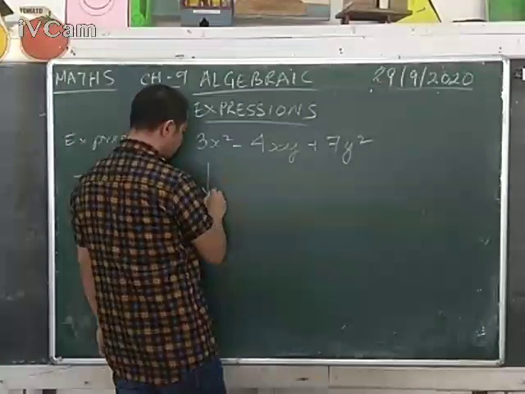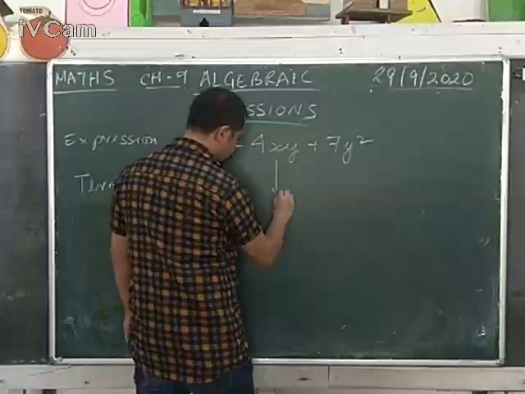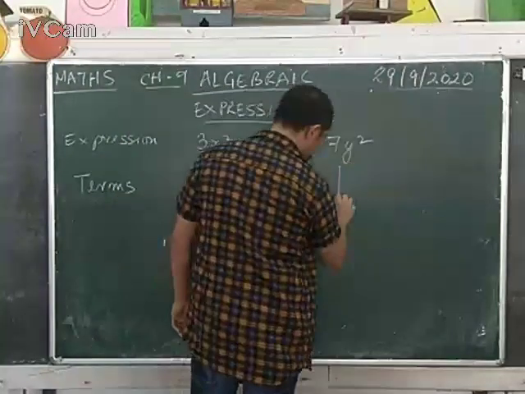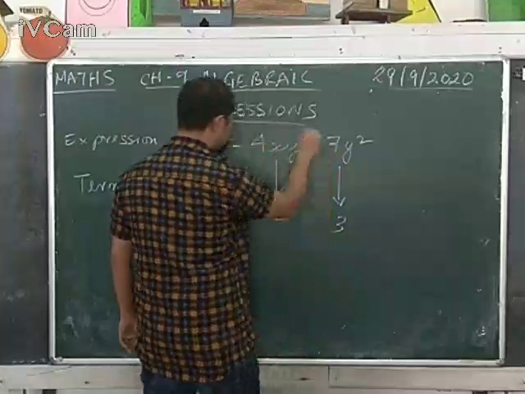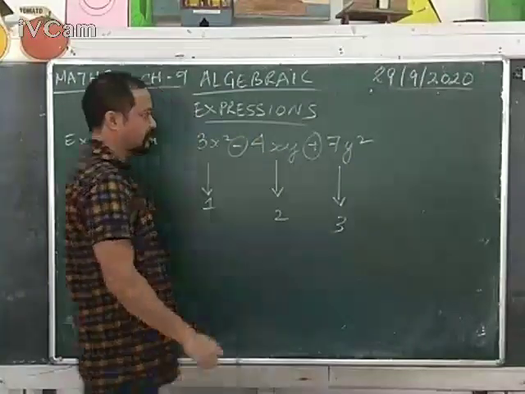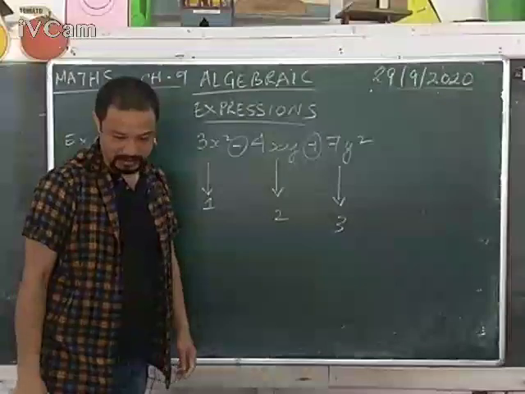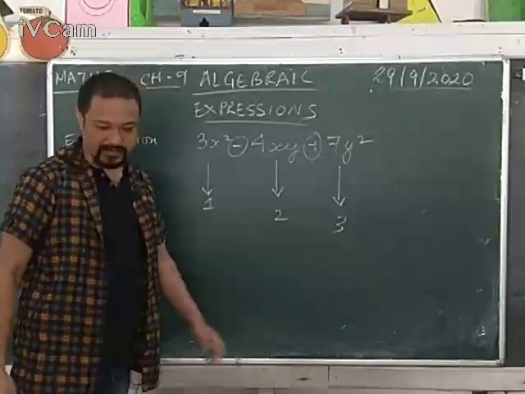This is a term, term 1, term 2, term 3. Why? Because of the operators. One is minus, one is plus. Okay, now what are the factors?